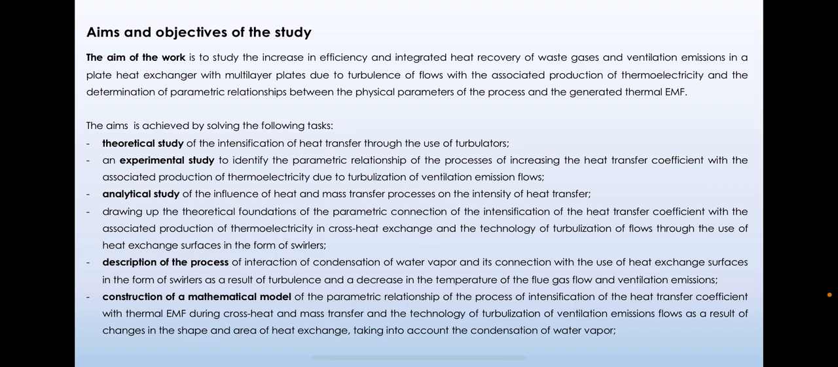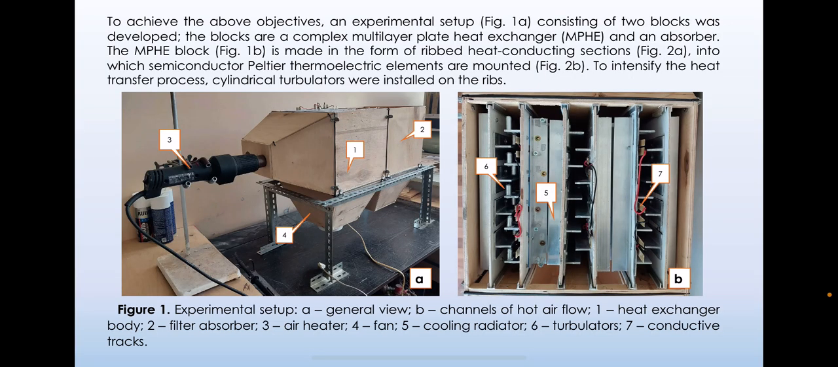Construction of a mathematical model of the parametric relationships of the process of intensification of the heat transfer coefficient with the thermal EMF during cross heat and mass transfer and the technology of turbulization of ventilation emission flows as a result of changes in the shape and area of heat exchange, taking into account the condensation of water vapor. To achieve the above objectives, an experimental setup, figure 1a, consisting of two blocks was developed.